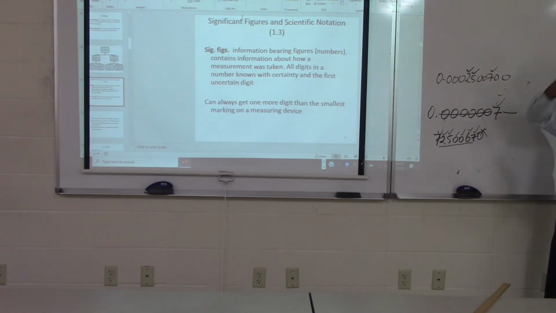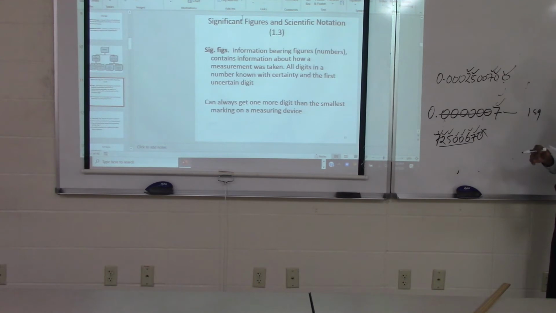What is the second rule? Significant: trailing zeros in a decimal number. Are there any trailing zeros? How many? 2. Which one? This last one, right? Is there a decimal number? Yes. So they are significant.